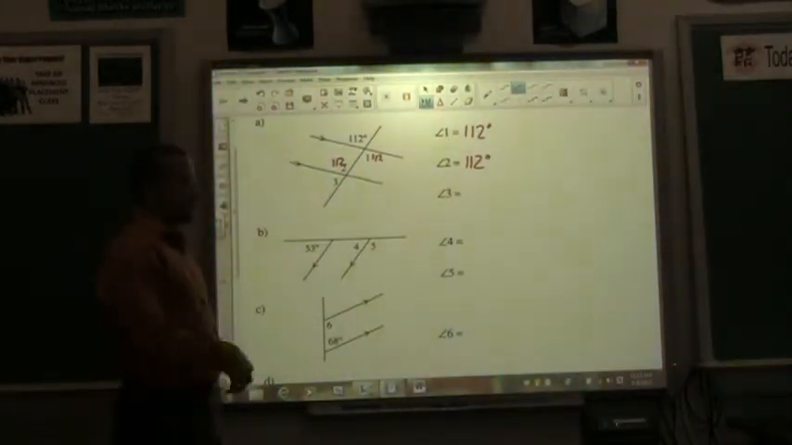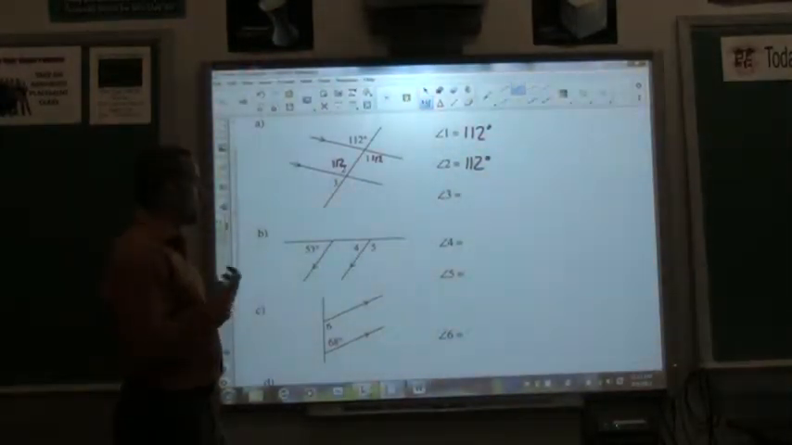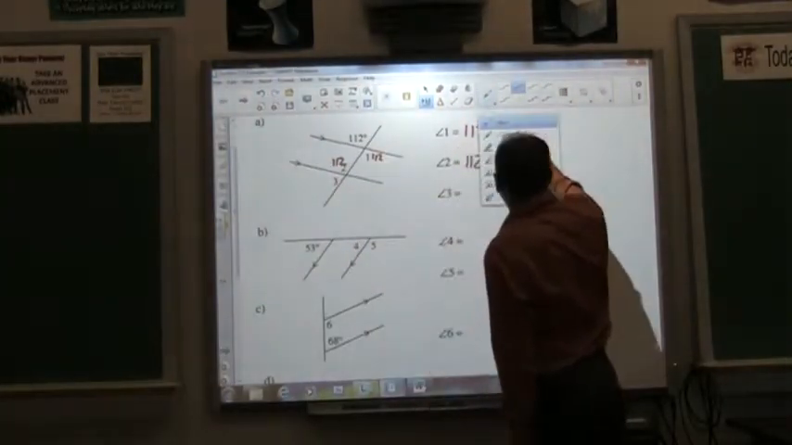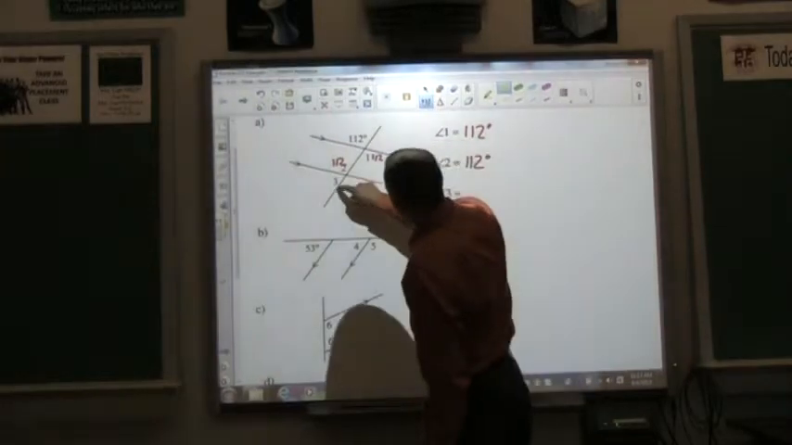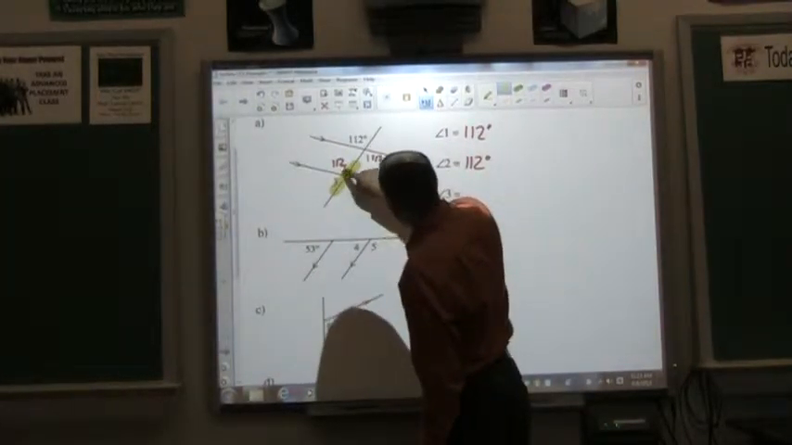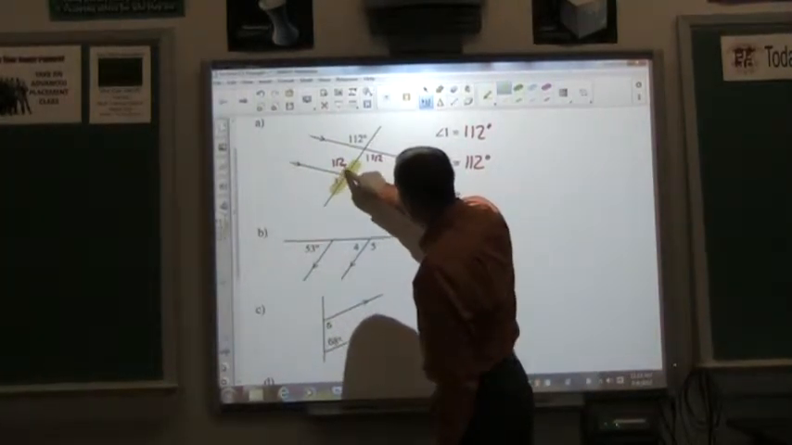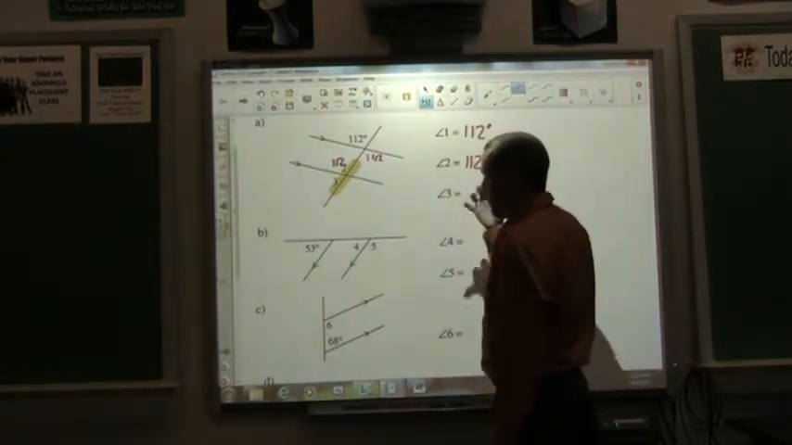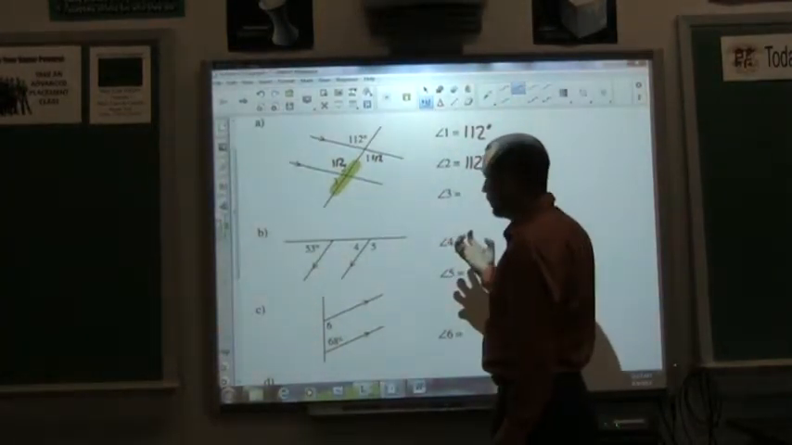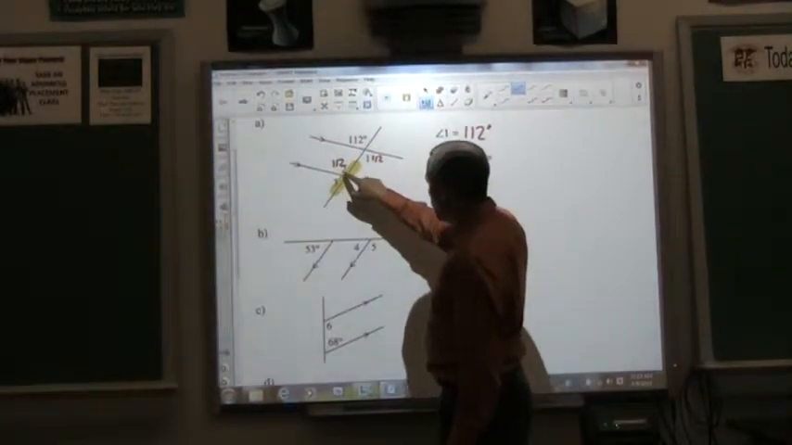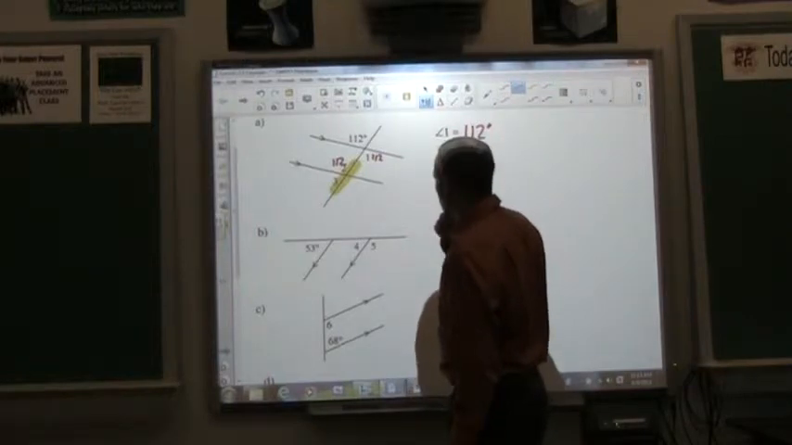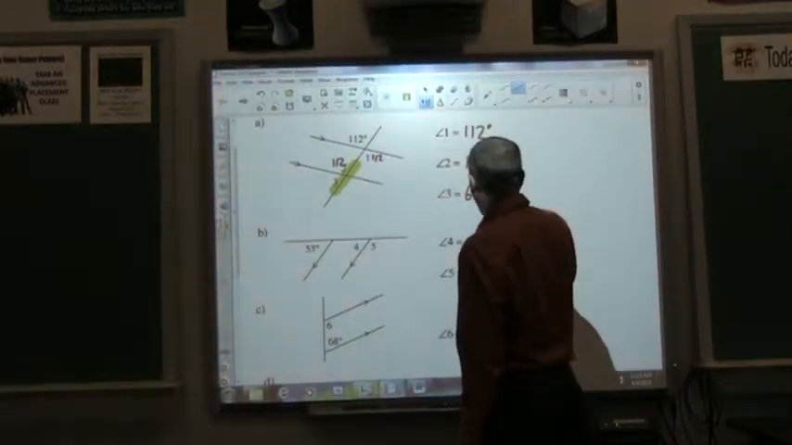That's angle 3. Again, a couple of ways you can figure that one out. What I would look at is the fact that you've got a nice straight line right here at 2 and 3. Break that straight line up into 2 halves, right? So you know that there's 180 degrees in a straight line. So 180 degrees minus the 112 that's already right here would leave you with 68 degrees.